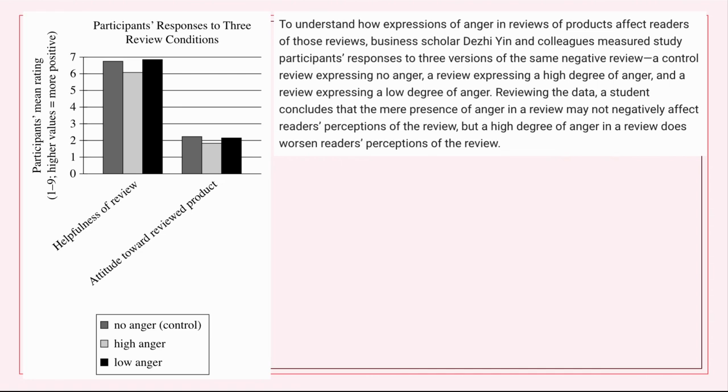Okay, so basically they're saying what happens when participants read three different levels of anger for the same sort of complaint, probably. How helpful do they find it, and then how do they view the product after reading each negative review? And it shows us this for each different type of review, okay?